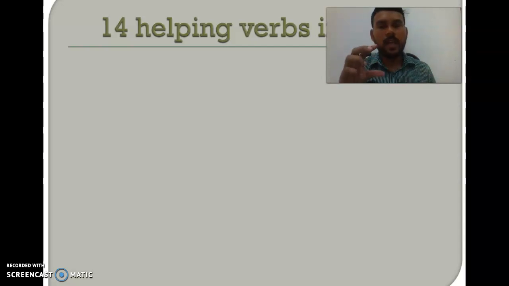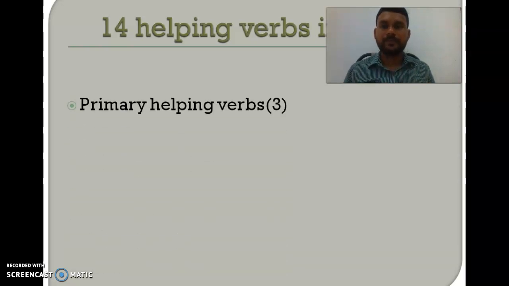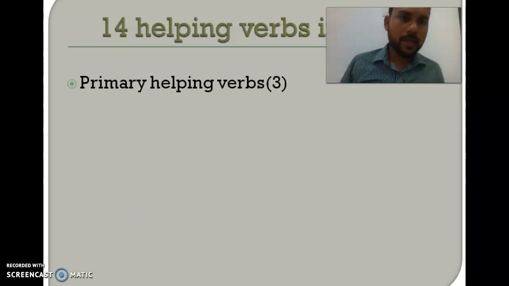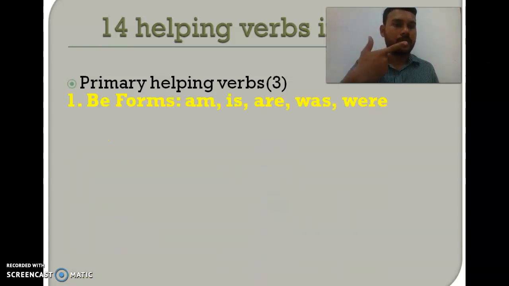Because primary helping verbs sometimes act as main verbs. Most of the time we feel they are main verbs because they do have some unique sense of meaning, but they do not have a particular meaning. Let's learn about primary verbs today. Primary verbs are three types. They are be forms, have forms, do forms. First is be forms. Be forms again divide into two types.